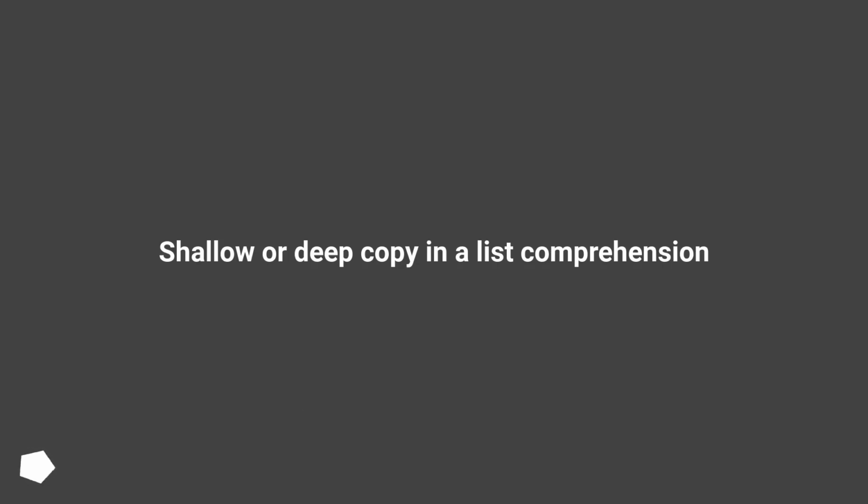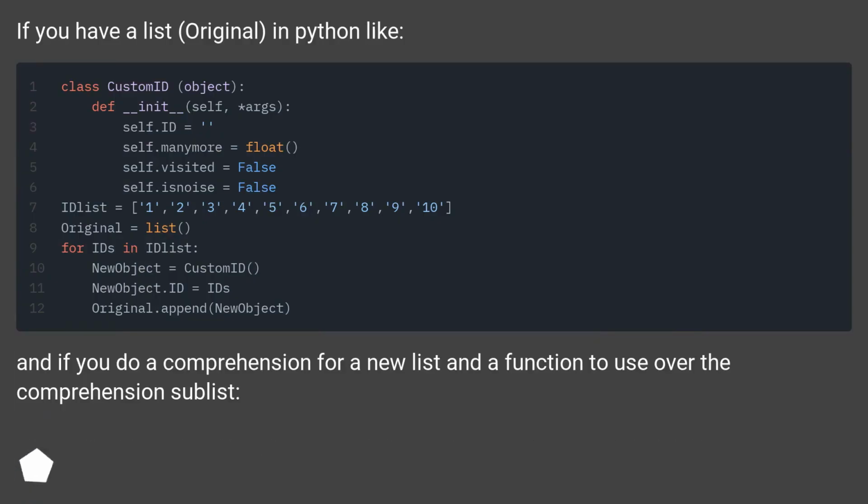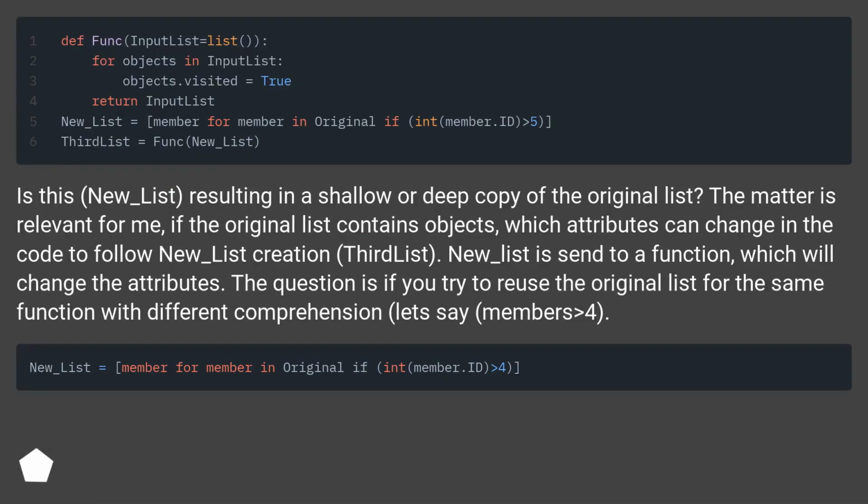Shallow or deep copy in a list comprehension. If you have a list original in Python, and you do a comprehension for a new list and a function to use over the comprehension sublist. Is this new_list resulting in a shallow or deep copy of the original list?